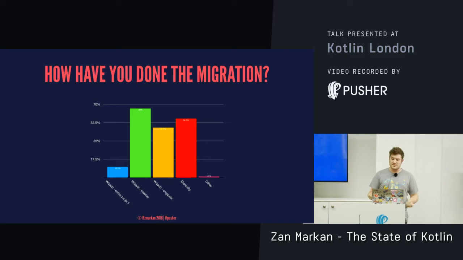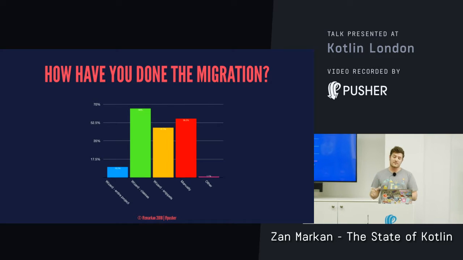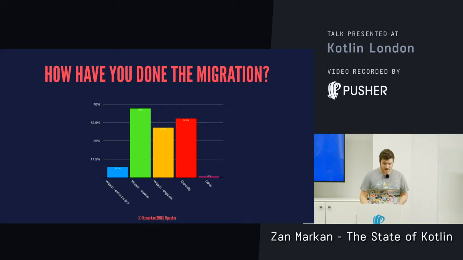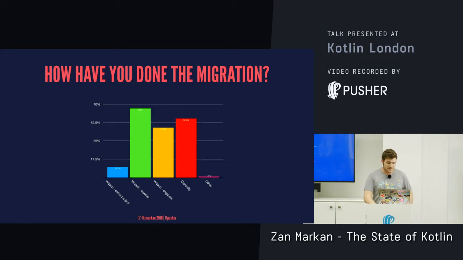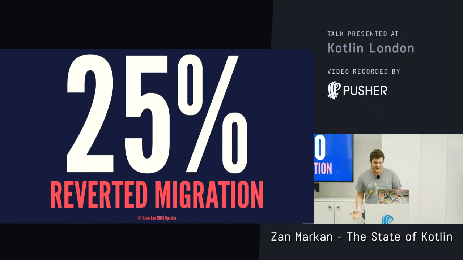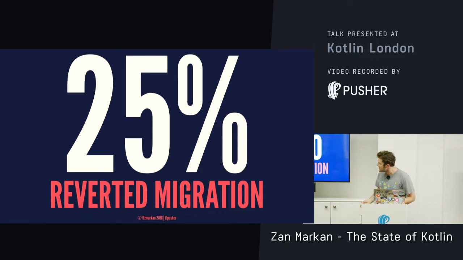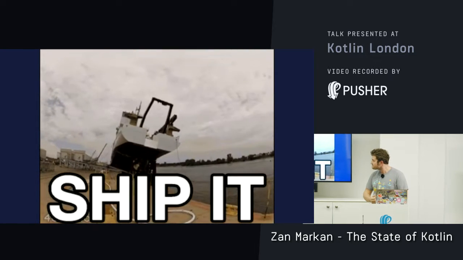By that I mean Android Studio and IntelliJ allow you to, if you copy Java code, automatically convert that into Kotlin if you copy it into a Kotlin file, which is pretty cool. There's also 10% of brave souls who decided it's a good idea to convert the entire project. And 20% of all the people who did the migration decided it was a bad idea. I imagine it went something like this.